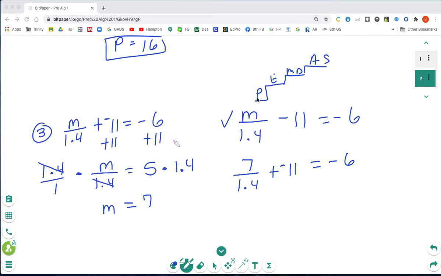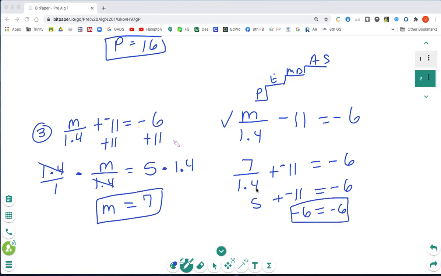So I don't have any parentheses, I don't have any exponents, I don't have any multiplying, but I do have a division problem. So on my calculator, I'm going to divide 7 divided by 1.4, and that is going to equal 5. 5 plus negative 11 is equal to negative 6. Negative 6 is equal to negative 6. Those two numbers match, so M equals 7.